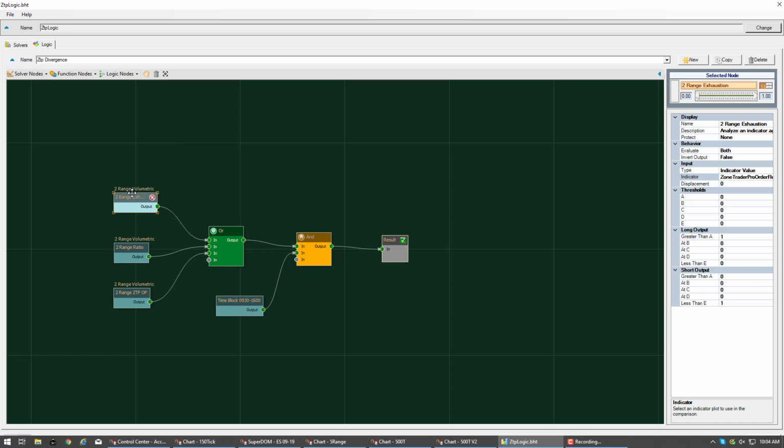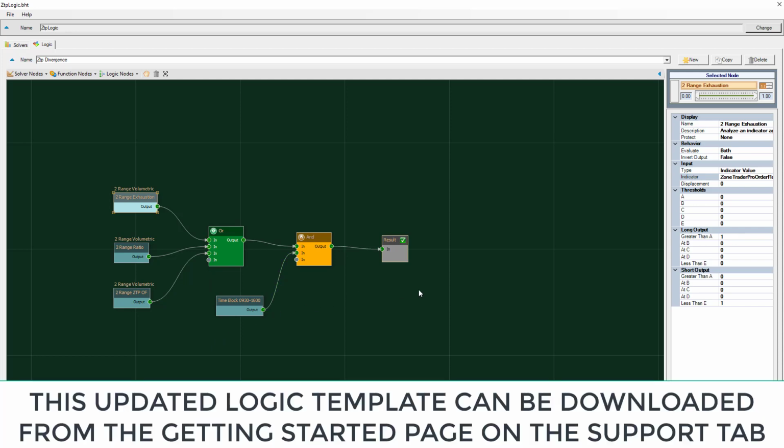The logic that I ended up working with was a 2 range volumetric chart. I want to see a volumetric exhaustion pattern, an order flow ratio, or a ZTP order flow. Any one of those three will give me a signal to trade. I've included a time block from the original logic, and that's what gives us our result. In all, this is a very simple logic board to construct and took me literally about 3 minutes.